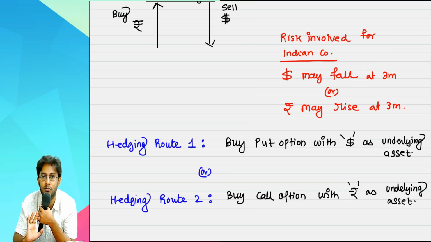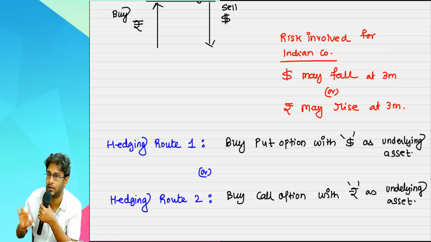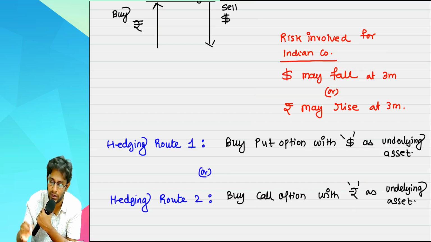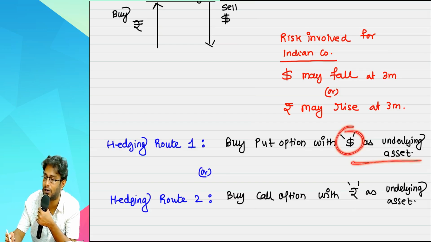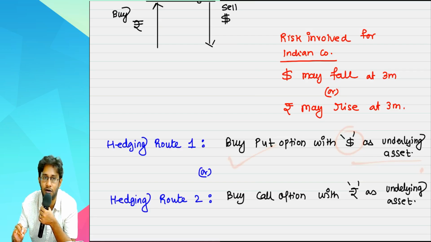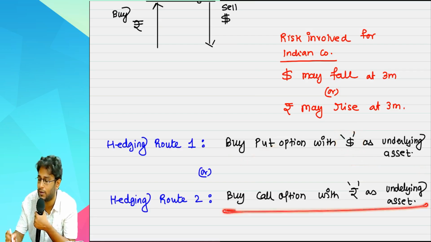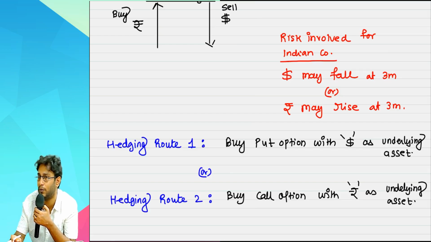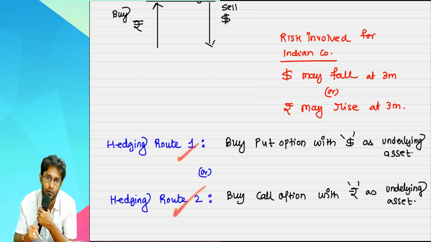Sir, any doubt in this? Sir, in the exam question, between these two, which one will I do? The question will tell you. Sir, in a put question, the entire data is given with the dollar as underlying asset. The indirect hint is: go and take a put option on dollar. So how can you take a call option on rupee when the data is not there for rupee? Are you understanding, sir? The question will give some hint as to which route to follow.